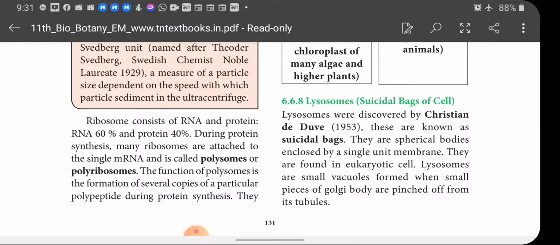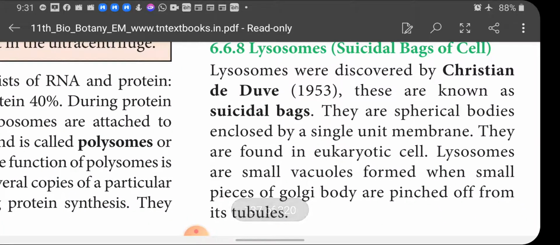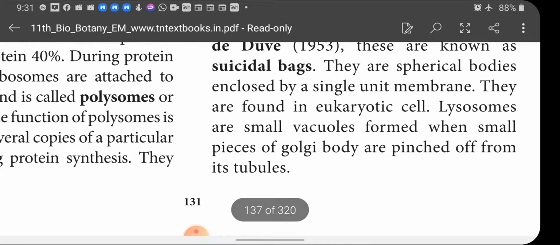Lysosomes were discovered by Christian de Duve. These are known as suicidal bags. They are spherical bodies enclosed by a single unit membrane. It is not like mitochondria, endoplasmic reticulum and chloroplast, which are covered with a double membrane. Lysosomes are covered with only a single membrane. They are found in eukaryotic cells and absent in prokaryotic cells, that we know very well.